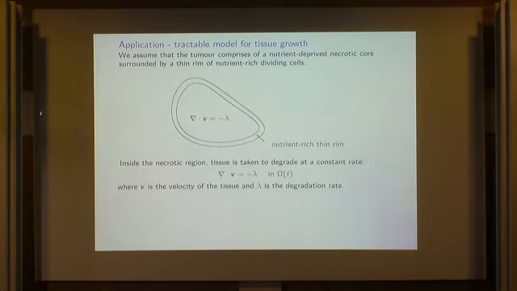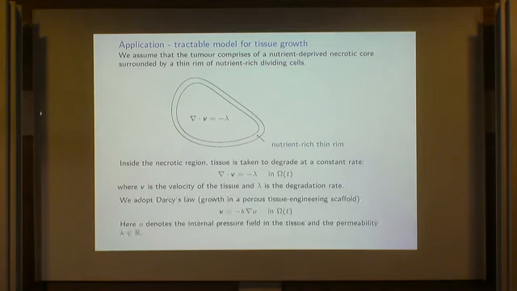So from the point of view of what's happening inside the necrotic core region, well, we model this by, so v we take to be the velocity of the tissue in the tumour. And so tissue is degrading within this dead region, so we're taking the degradation rate to be lambda, so we just have quite simply the divergence of v is equal to minus lambda inside the necrotic core.